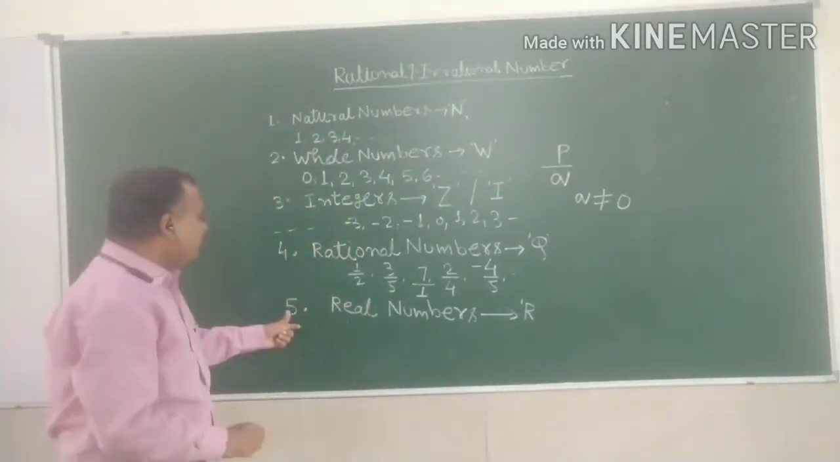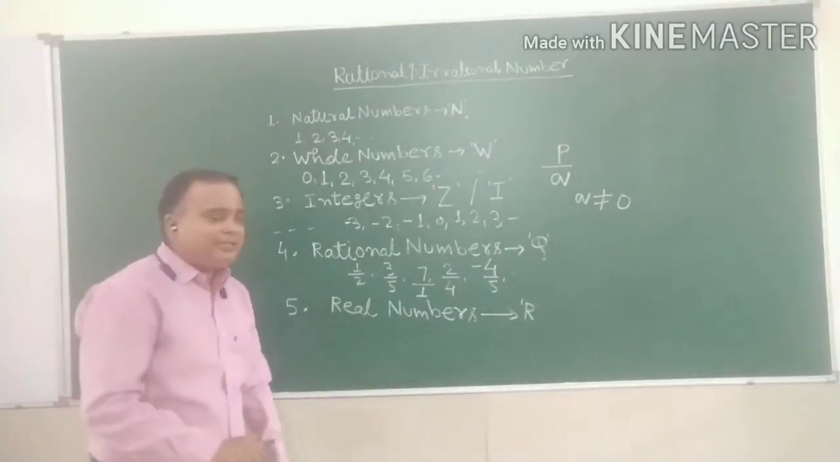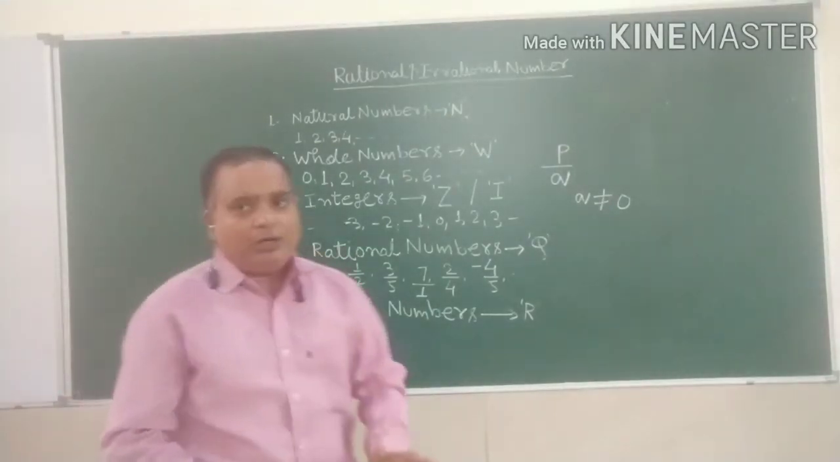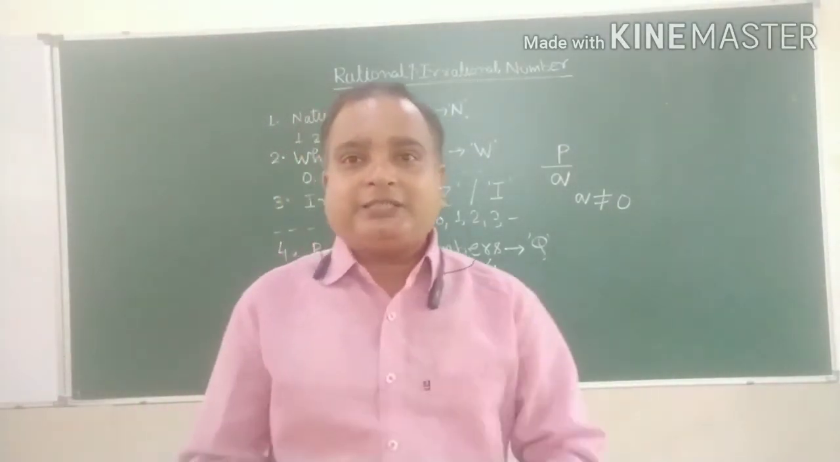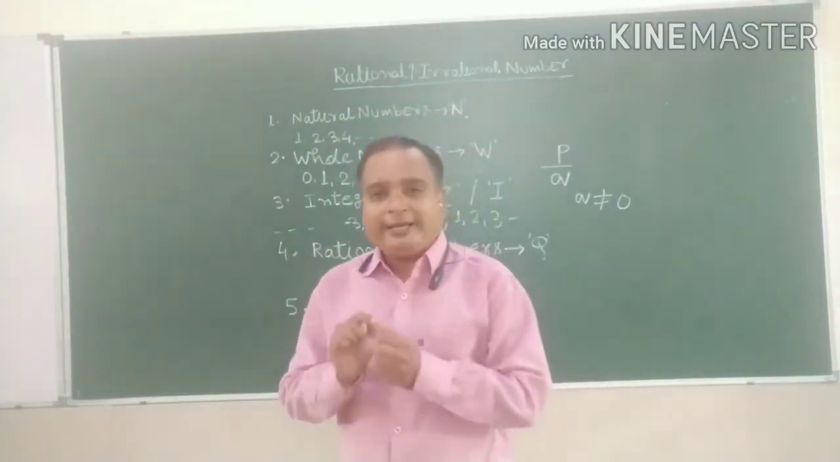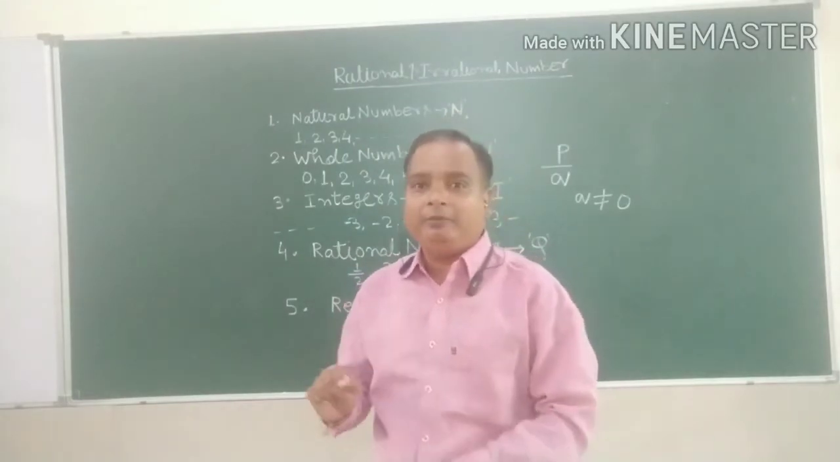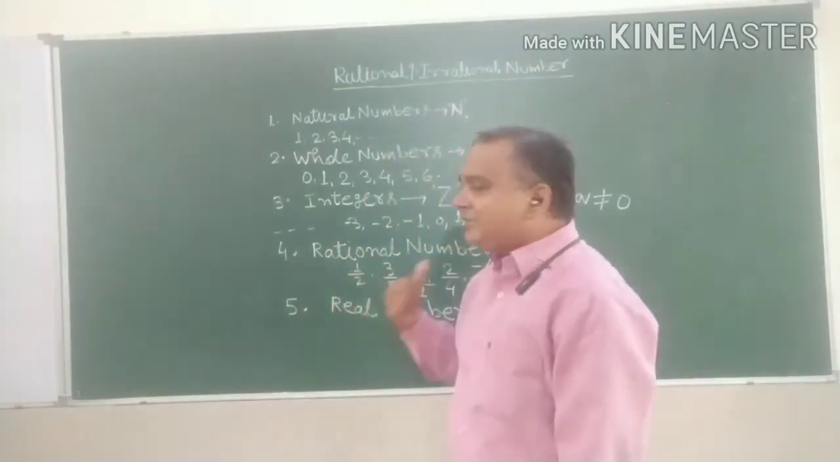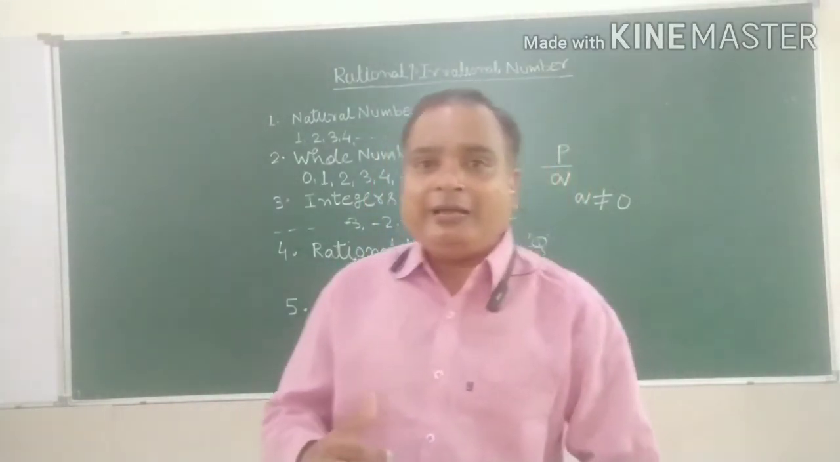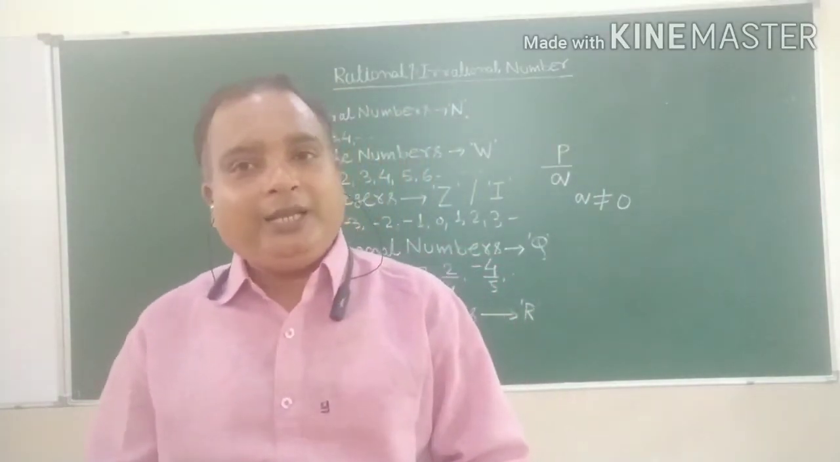Now the last type, that is real numbers. Natural numbers, whole numbers, integers, rational numbers or decimal expansions, all are under the category of real numbers. But our chapter is rational and irrational numbers. So now I will explain what is a rational number in detail.